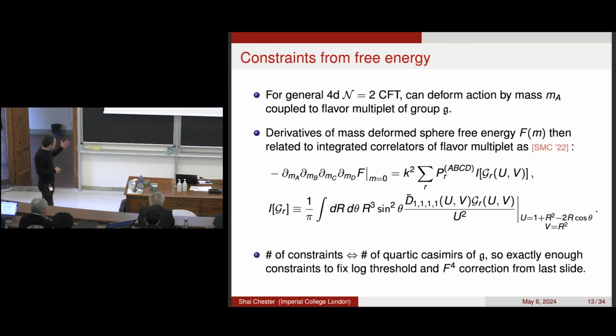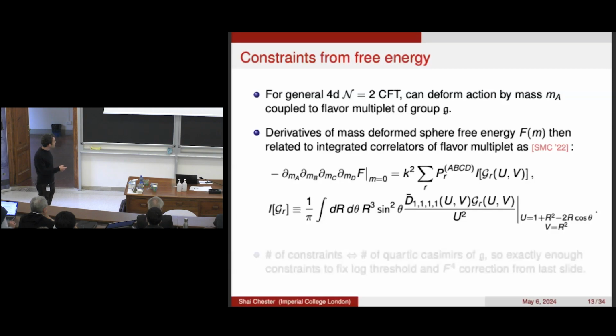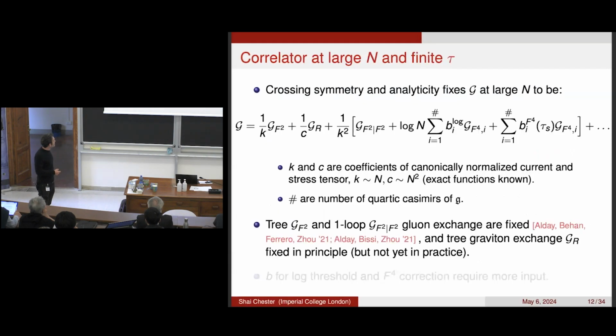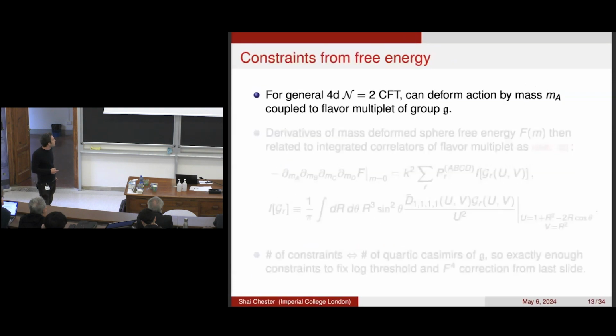In general, you have many different masses, because the number of masses is basically going to correspond to the rank of the adjoint of your group, the number of Cartans. But not all these mass derivatives will give you independent constraints. It turns out the number of independent constraints is related to the number of quartic Casimirs, which is related to the fact that we're taking 4 derivatives. Recall from the previous slide that the number of quartic Casimirs was also exactly how many of these coefficients b we have. So we have exactly enough constraints from this integrated constraint to be able to fix all these coefficients b, which is exactly what we're going to do.